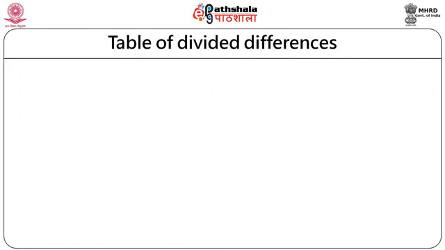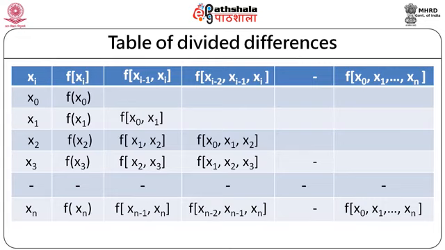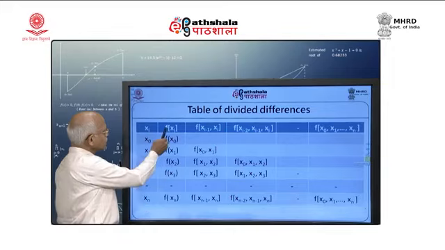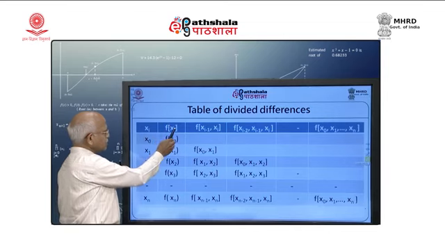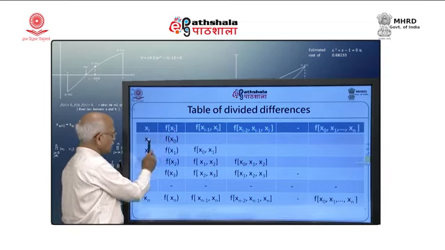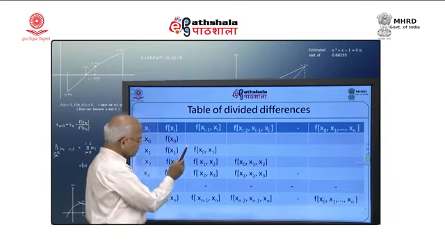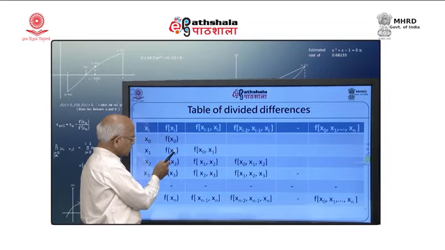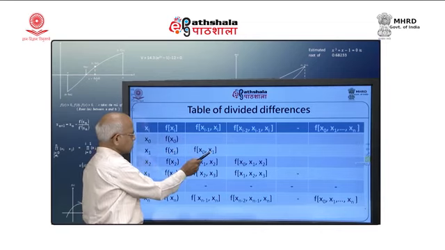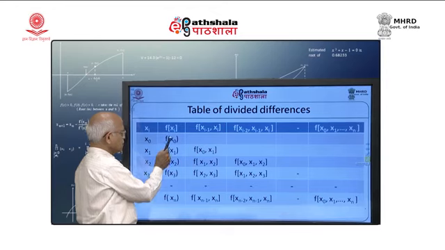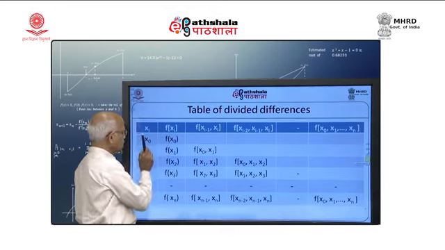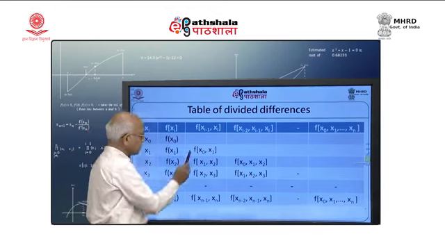The table of divided differences can now be evaluated in tabular form like this. I am writing the values x0, x1, x2, x3 and so on up to xn. Then I am taking the 0th divided difference, which is simply the value of f at these nodes. Then I am taking the first divided difference. The first divided difference will start from x0, x1, f[x0, x1], and that can be obtained as this minus this divided by this minus this. That is what we will get as the first divided difference.